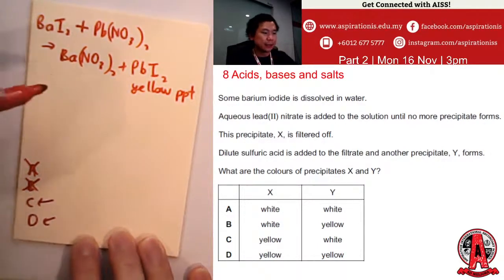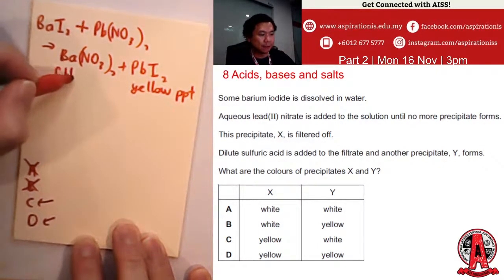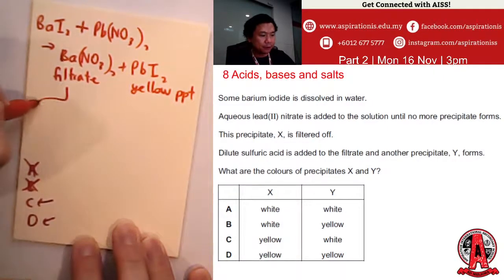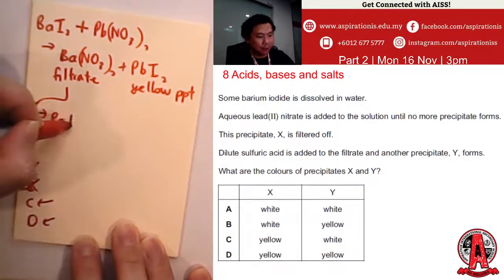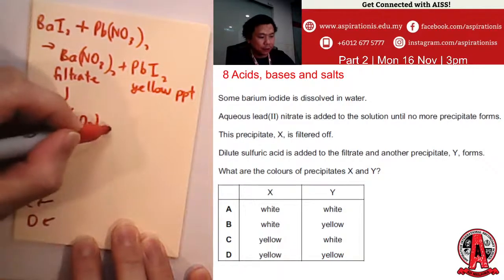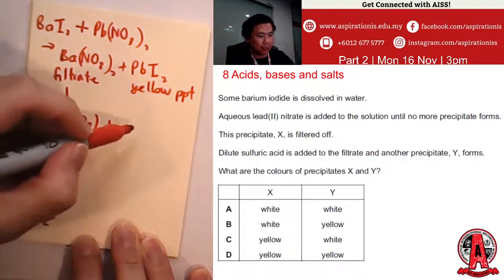Now this is the filtrate, right? So now this filtrate, which is barium nitrate, is going to be reacted with sulfuric acid.